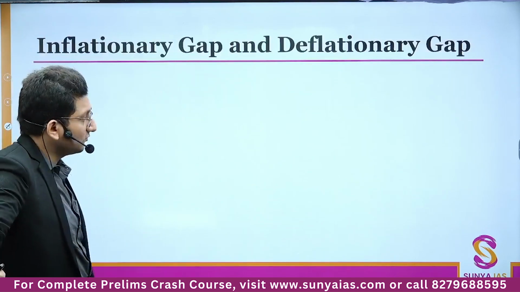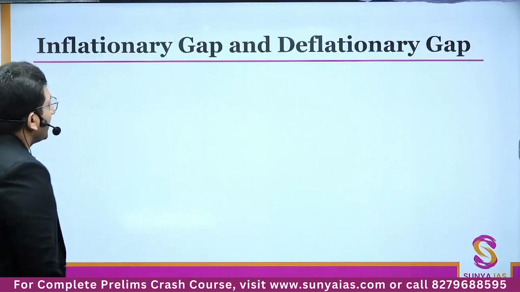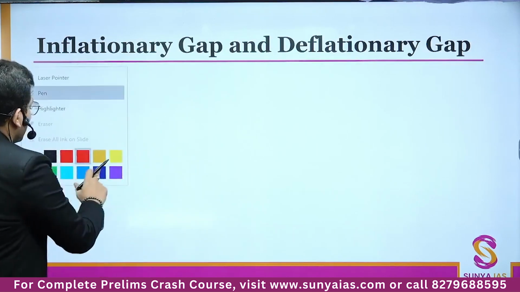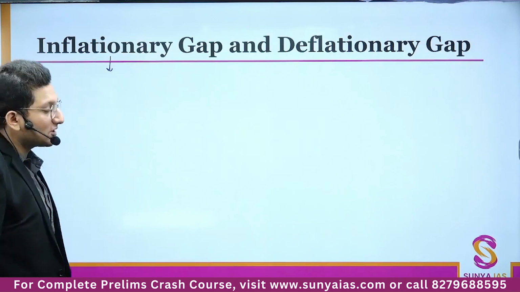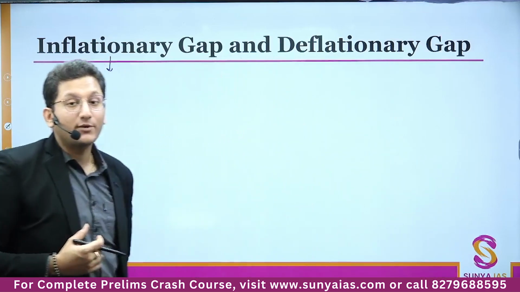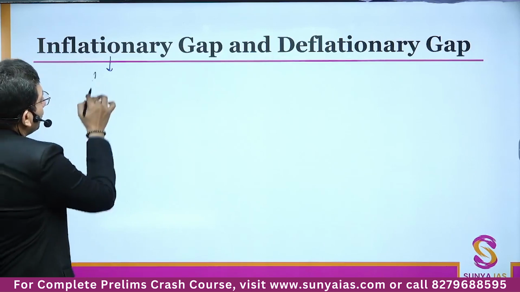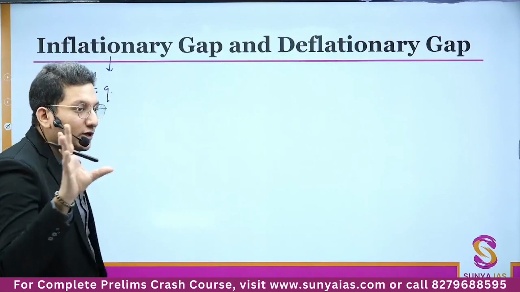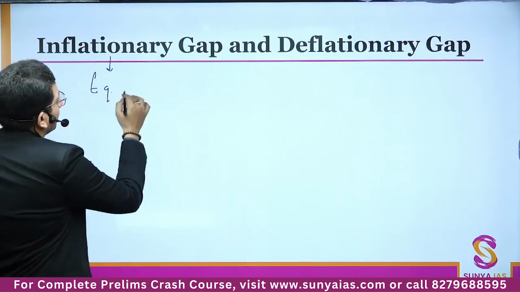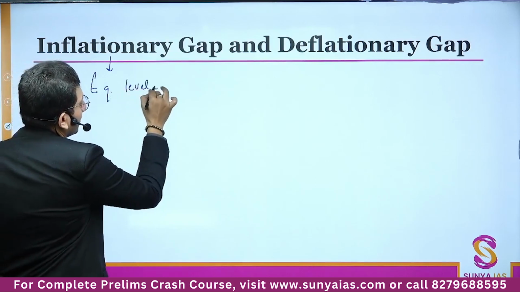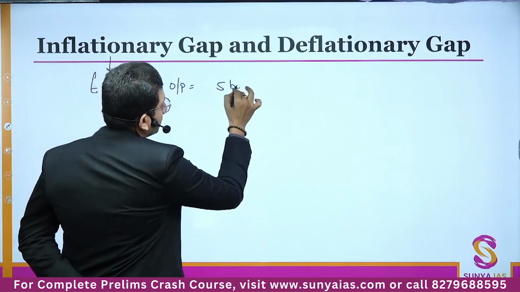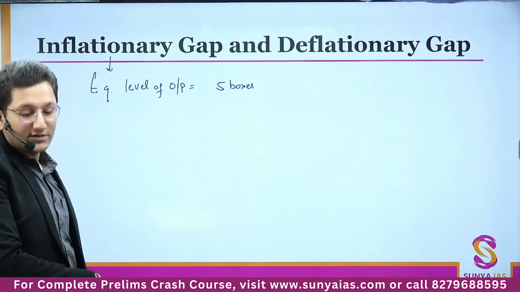Okay, let's understand two new concepts, inflationary and deflationary gap. Now to understand this particular concept, the inflationary or deflationary gap, let me give you one example. Now suppose any economy wants to achieve an equilibrium where the demand and supply can be matched, right. Now suppose we are producing only one good, that is box, we are assuming this, and the equilibrium level of output is 5 boxes.